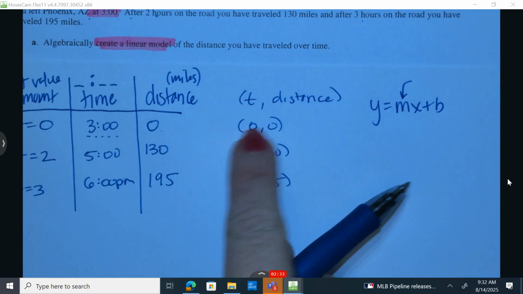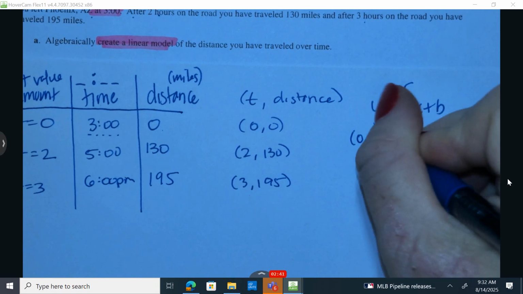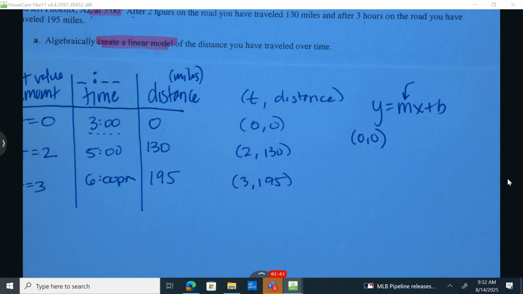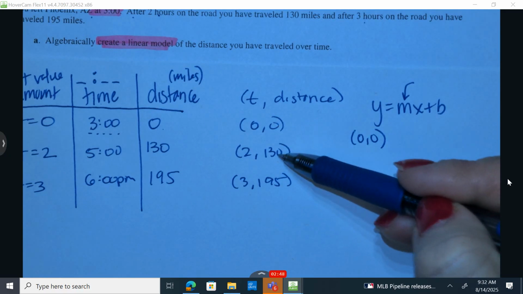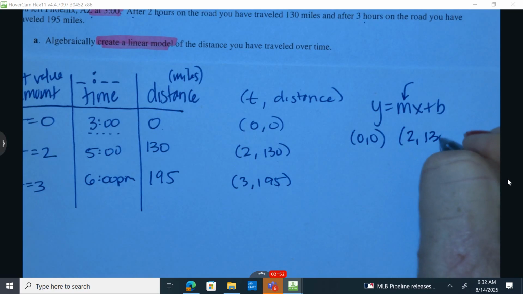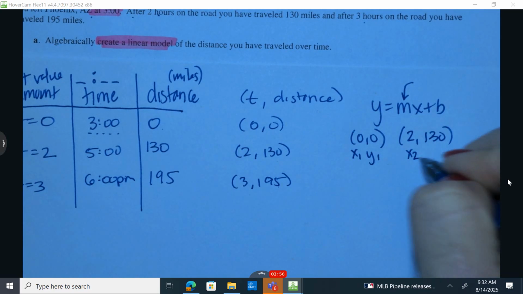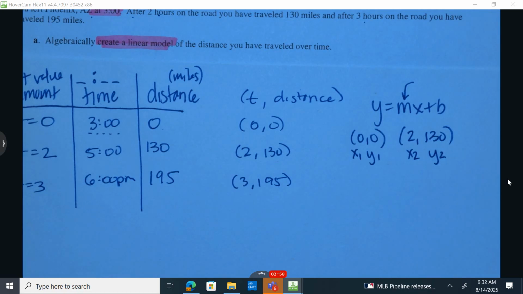And so we get to use any one of these. And I'm going to tell you, whenever you have (0, 0), I always select it because I want to be lazy. I want to get to the point. Let's get the answer. So one of my points is going to be (0, 0). And then you choose whether it's (2, 130) or (3, 195). Ultimately, you could choose any 2 of these points and you should get the same answer. So I'm going to do (2, 130). This is my first point, so x sub 1, y sub 1. Second point, x sub 2, y sub 2.